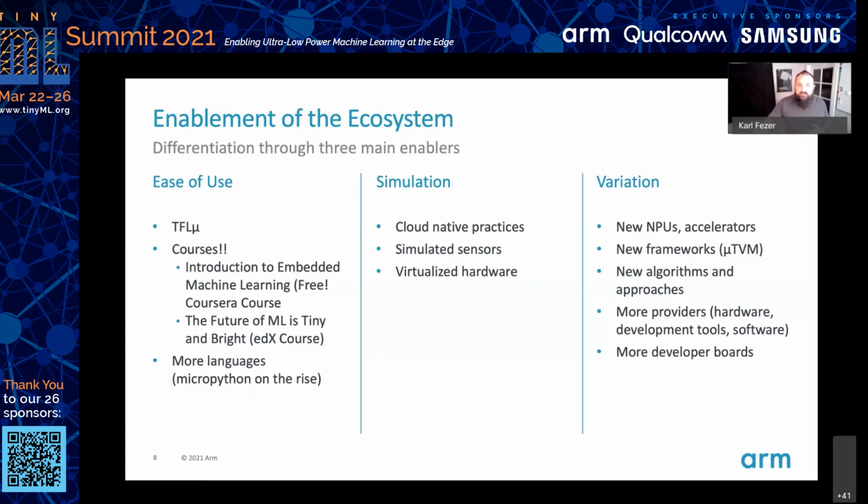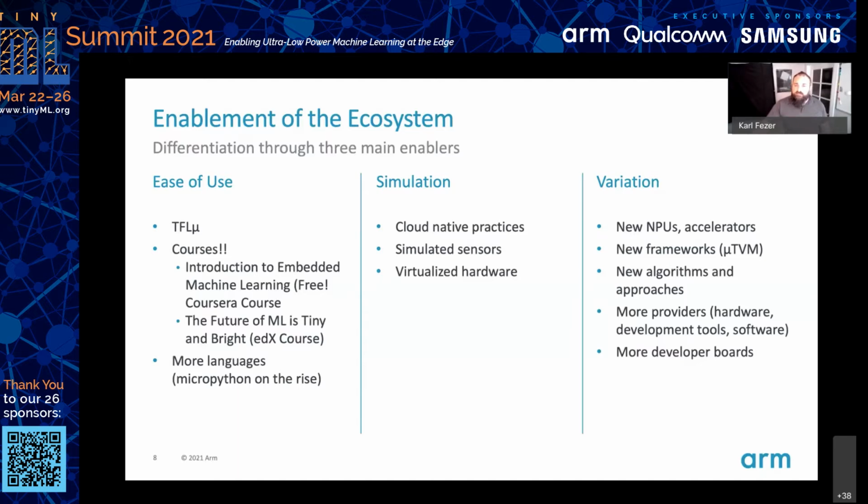There's a few big things. TensorFlow Lite Micro, definitely way easier than it used to be. There's more examples. There's courses now. There's the Introduction to Embedded Machine Learning, which is free. If you haven't taken it, take a look. It's on Coursera. Then there's also the Future of ML is Tiny and Bright, and that's an edX course. Both of those are really good, kind of aimed at different levels. The introduction course is more of an introduction, and the future course is more if you want to learn how to design a network accelerator, for example, that would be a good one to start with.